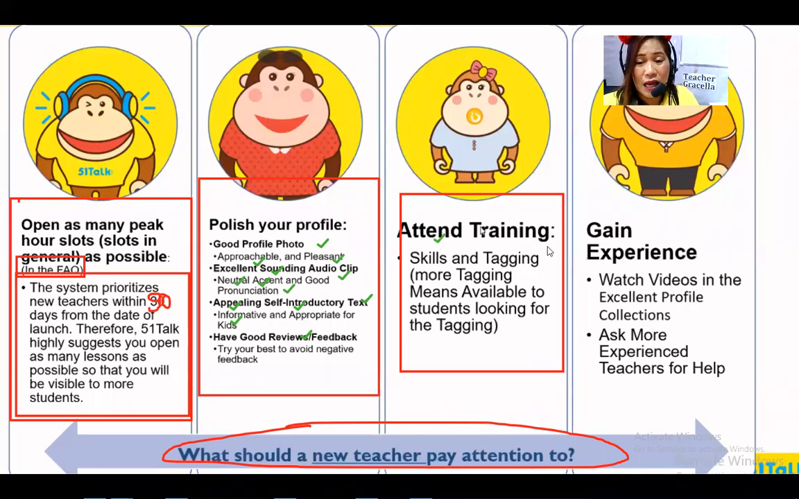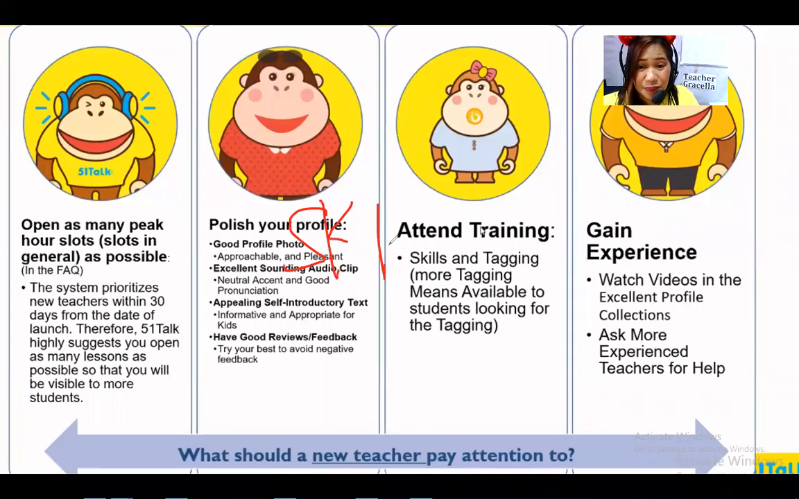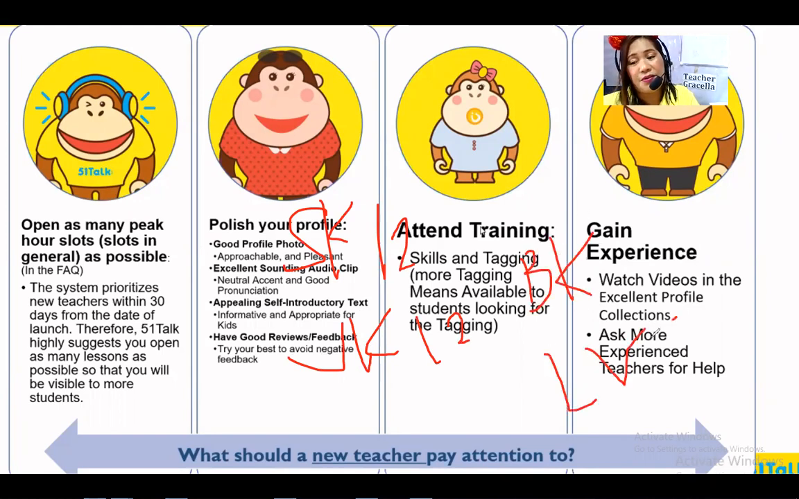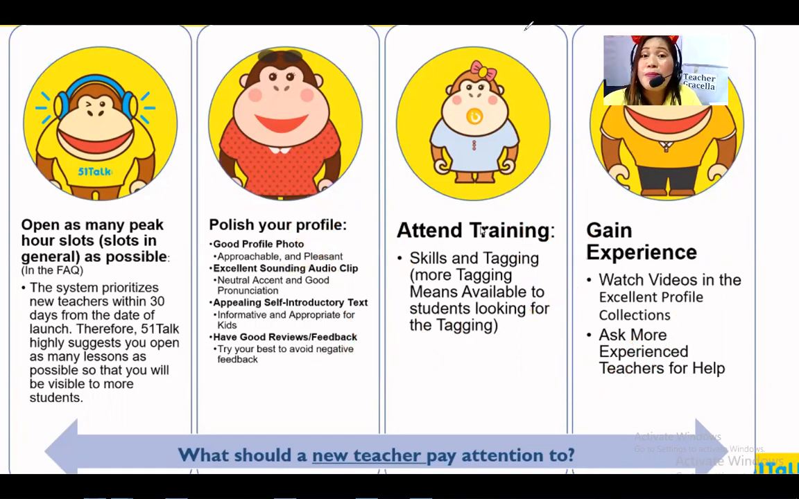Then, let's have attend training, skills, and tagging. More tagging means you are available to students looking for those taggings. You know what the taggings are. We have SK12, the JK12, the BK12, and also the level S student. Those are the taggings. Of course, do not forget the age 5 taggings. So those are the taggings that you might get. So how can you be tagged?